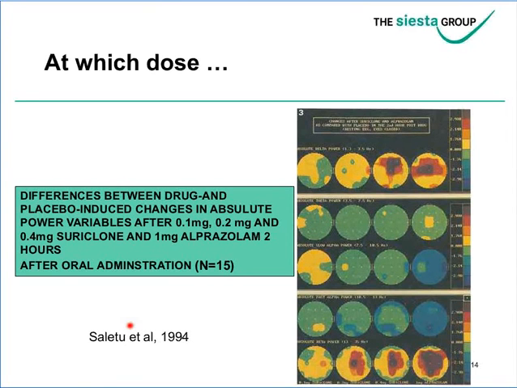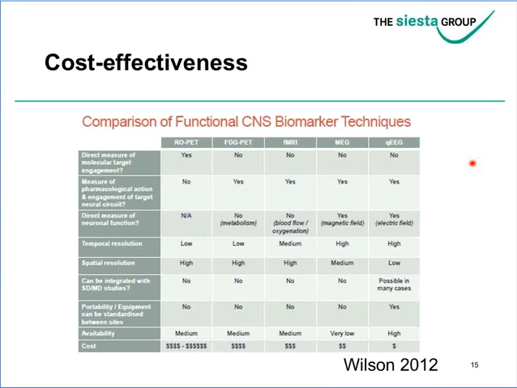This is an example of a publication by Saletu et al. 1994, using alprazolam as an example, but of course all CNS-active drugs would show similar profiles here. I mentioned that you can answer all those interesting questions in a very concise manner, but do it in a very cost-effective way.